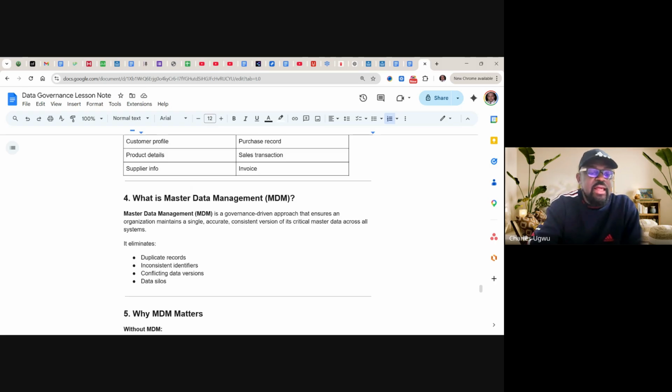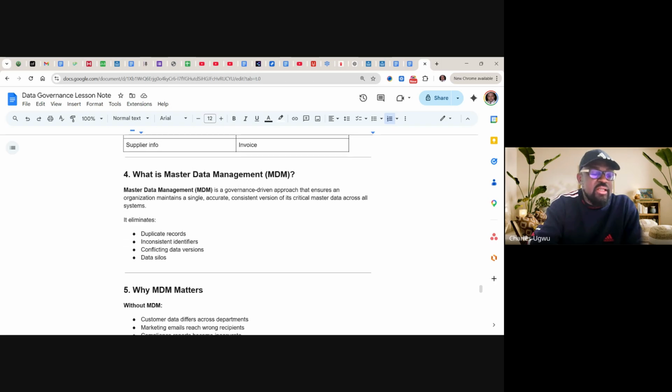If we have clean master data, how is it going to look? We can only achieve that if we have good master data management. We talk about data quality. Data quality cannot be effective if we don't have good master data management. First, we need to understand that these are the core assets of this organization.